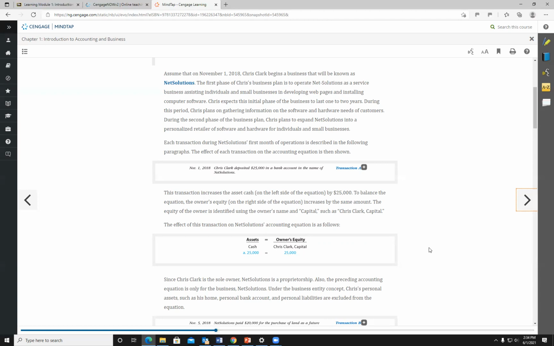During the second phase of the business plan, Chris plans to expand Net Solutions into a personalized retailer of software and hardware for individuals and small businesses. But in the first 4 chapters, we're going to discuss Net Solutions as a service business only. Each transaction during Net Solutions' first month of operations will be described in the following paragraphs, and the effect of each transaction on the accounting equation is then shown. So let's do an example.